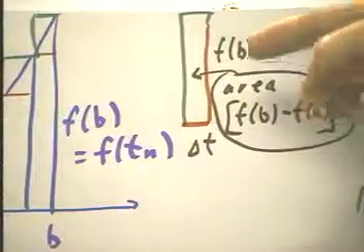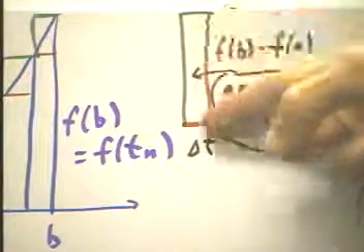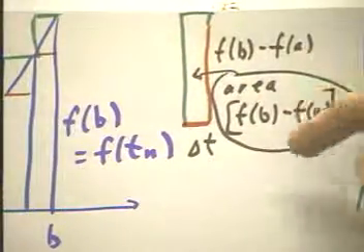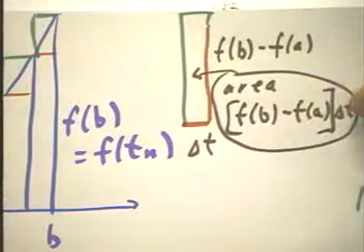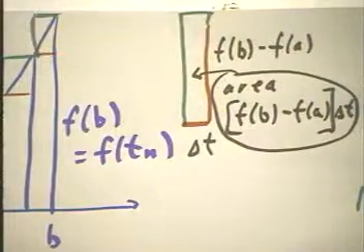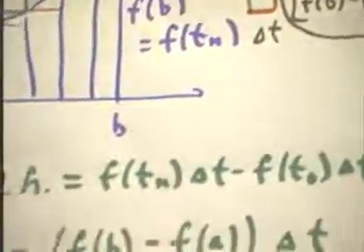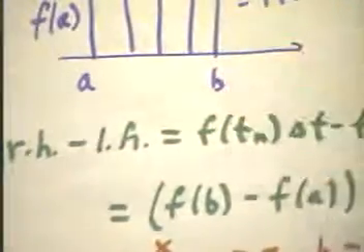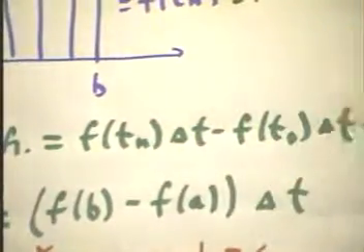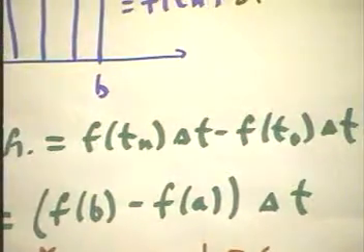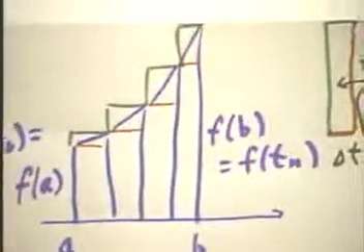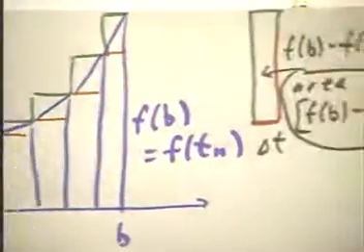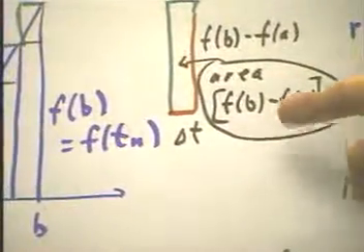That's why the error, or the total difference between right-hand and left-hand sum, is just the area of this rectangle. And that, of course, is f of b minus f of a times delta t. That's no different than the result that we got down here. Okay, right hand minus left hand is all this, comes out to be f of b minus f of a times delta t. But what we see here is a geometrical reason. The stacking of these rectangles gives us a rectangle of these dimensions, and therefore this area.